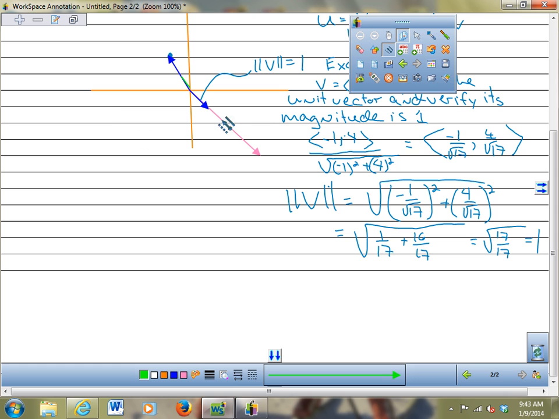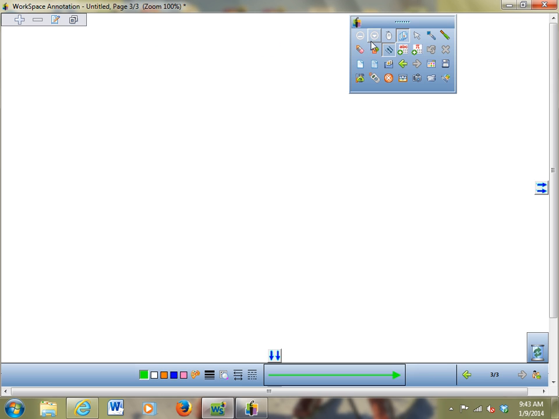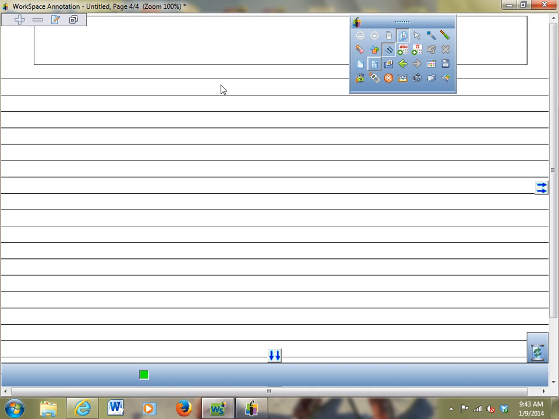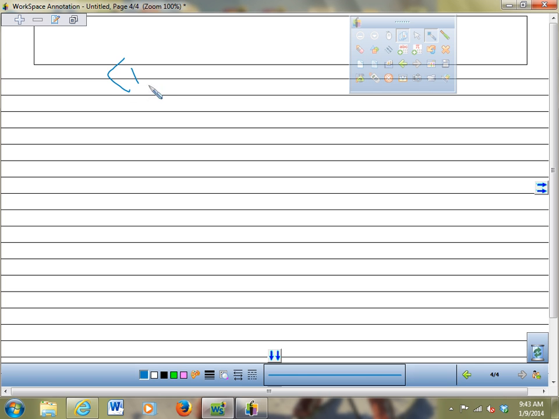So these two vectors, we like this paper better. So 1, 0 and 0, 1, those are called the standard unit vectors.